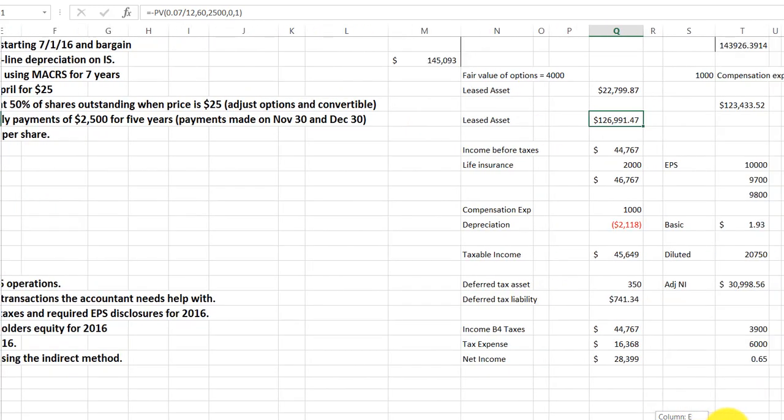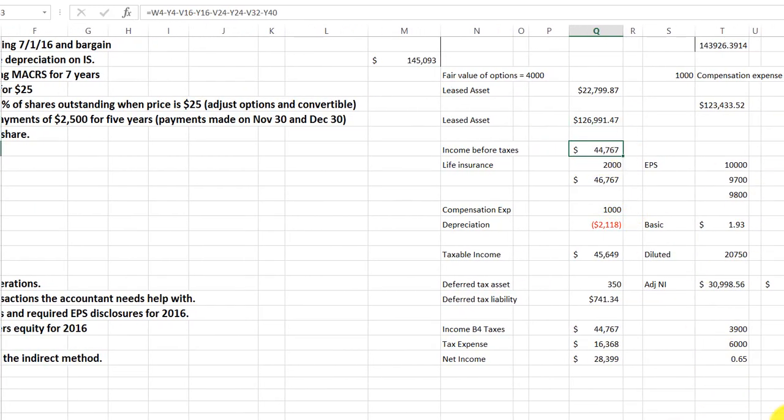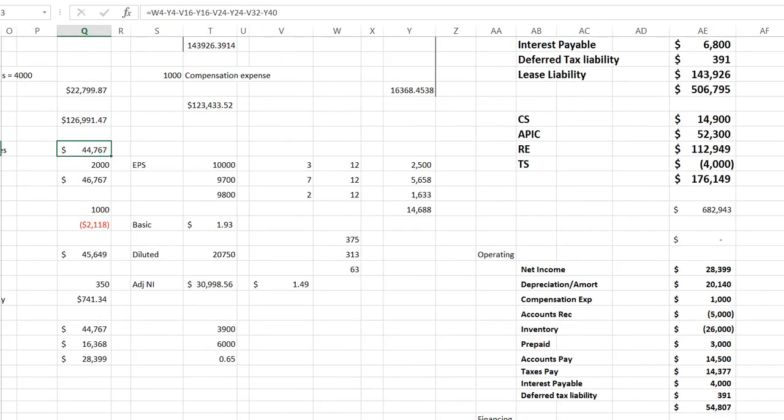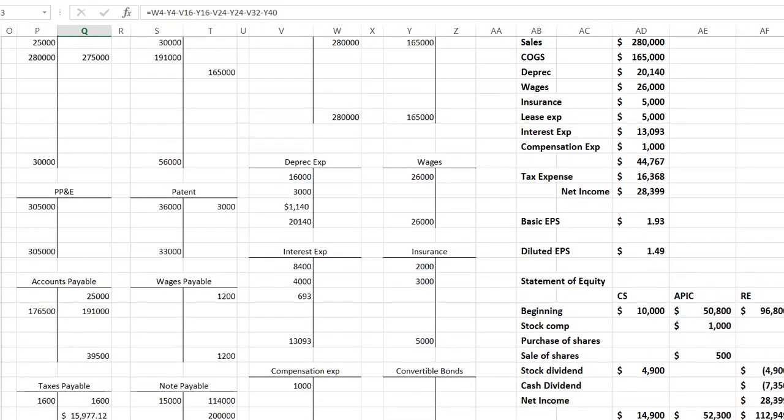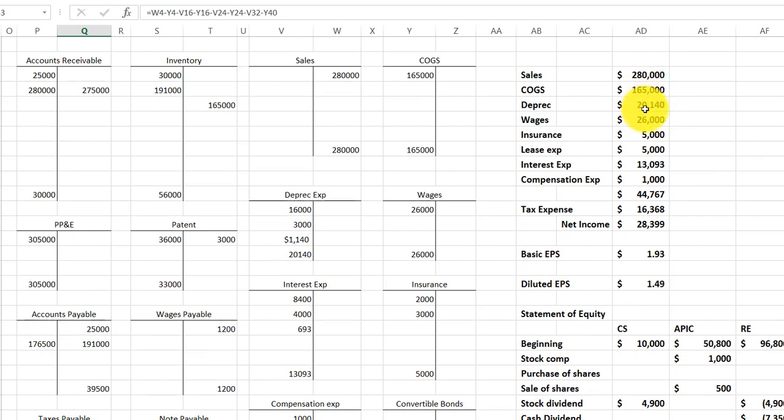So if we're looking at our income statement, it should start out like this: sales, cost of goods sold, depreciation, lease expense, insurance. Lease expense for 2 payments, $2,500. Remember, the lease expense is just a flat amount per month. Interest expense, compensation expense. All right, and we get to $44,767. That's pretty straightforward so far, as long as we got all of our entries there and depreciation.